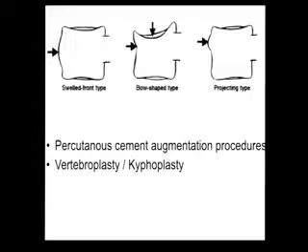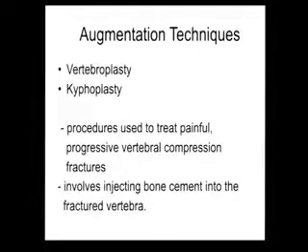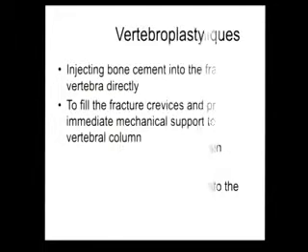So for these three types, we usually recommend what we call percutaneous cement augmentation procedures, and out of these we have majorly vertebroplasty and kyphoplasty procedures, which we'll learn more about. So augmentation techniques are basically procedures that are used to treat painful progressive vertebral compression fractures, and what we do in these cases is inject some degree of viscous bone cement into the fractured vertebra to fill the crevices. There are different methods of how we do it, we'll learn more.